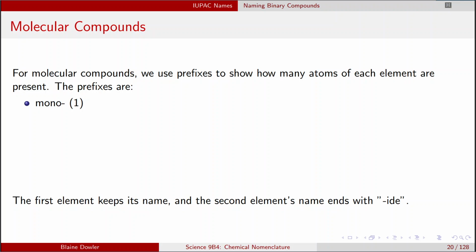For molecular compounds, we use prefixes to show how many atoms of each element are present. So the prefixes are mono for 1, di for 2, tri for 3, tetra for 4, penta for 5, hexa for 6. There are more, but these are the ones we'll deal with in this course. The first element keeps its name, and the second element's name ends with "ide."